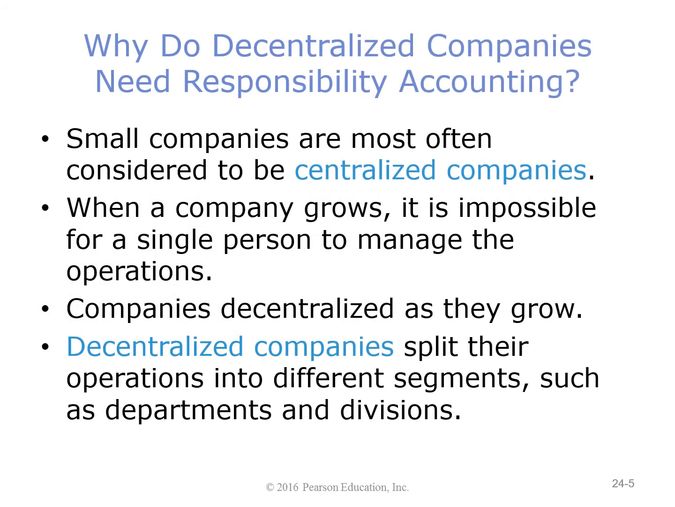Small companies are most often considered to be centralized companies. When a company grows, it is impossible for a single person to manage the operation. Companies decentralize as they grow. This is why decentralized companies split their operations into different segments such as departments and divisions. Centralized companies mean that one person is responsible for more than one of the responsibilities inside the company.